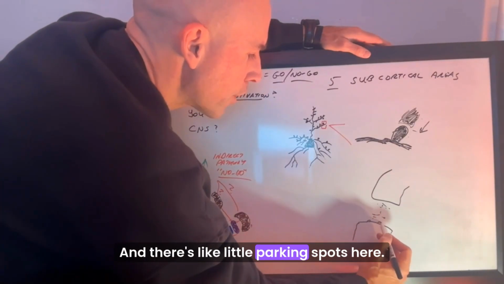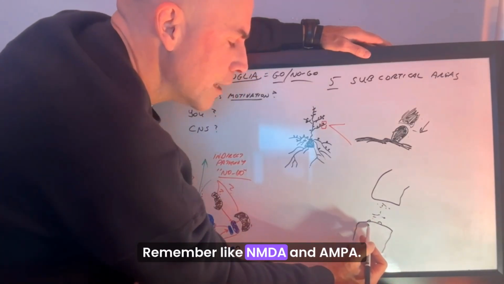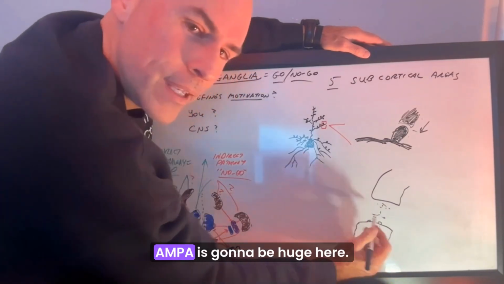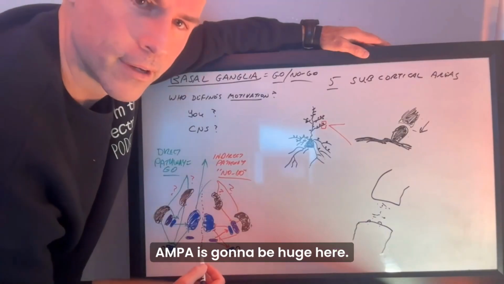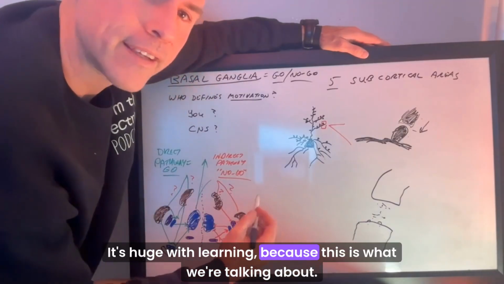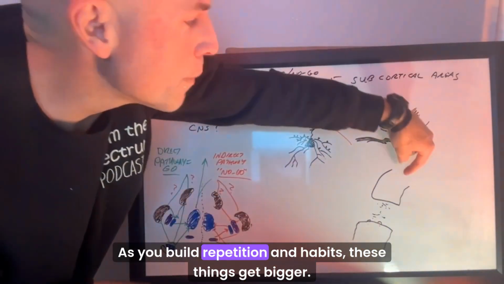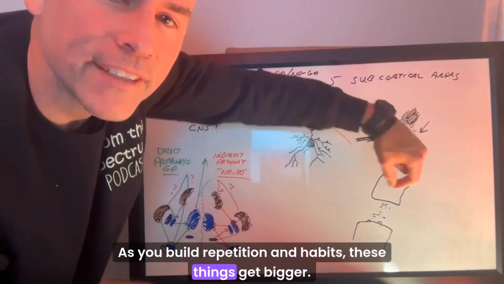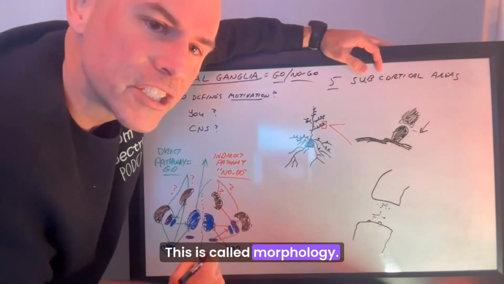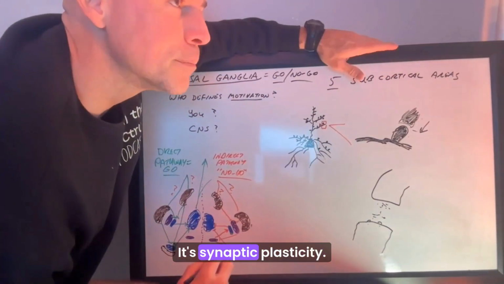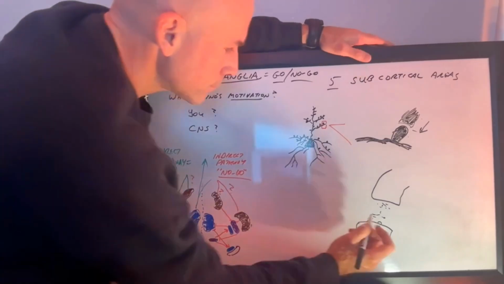And there's like little parking spots here. Remember, like NMDA and AMPA. AMPA is going to be huge here. It's huge with learning, because this is what we're talking about. As you build repetition and habits, these things get bigger. This is called morphology. It's synaptic plasticity.